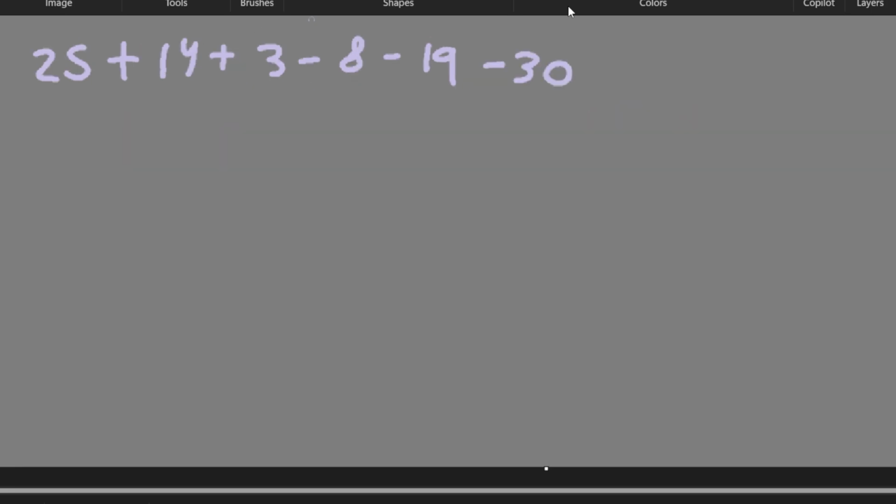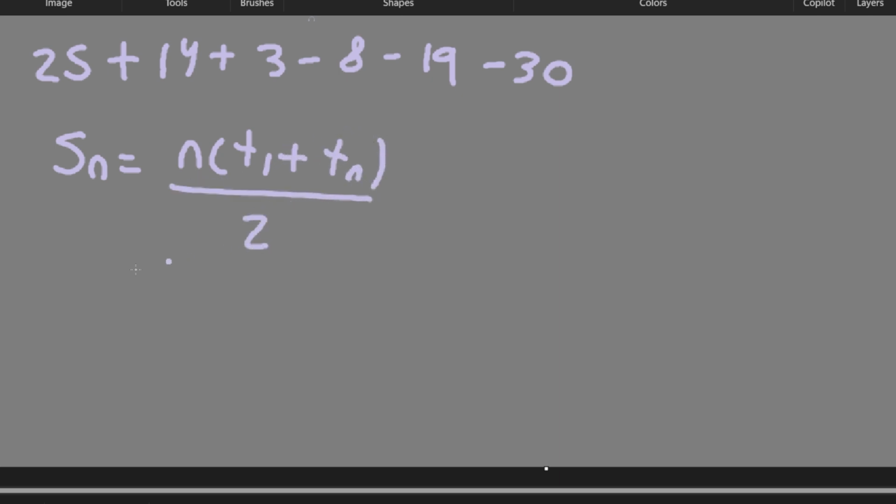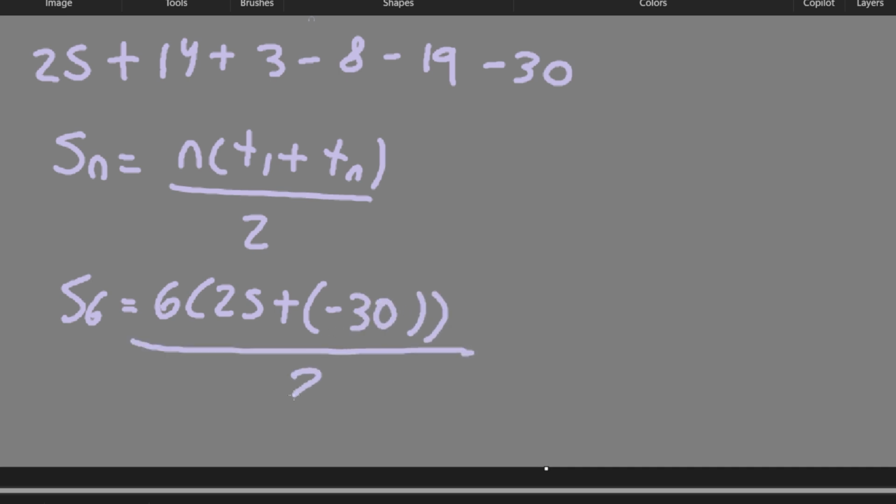Determine the sum of the first 6 terms of this arithmetic series. Well, we know the 6 terms, so this is actually going to be so easy. Sn is equal to n(T1 + Tn) over 2. S6 is equal to 6 times T1, 25, plus Tn, which would be T6 here. And you know that the 6th term here is negative 30. So we can just do plus negative 30, divide by 2. It equals negative 15. That is the sum of the first 6 terms of this arithmetic series.